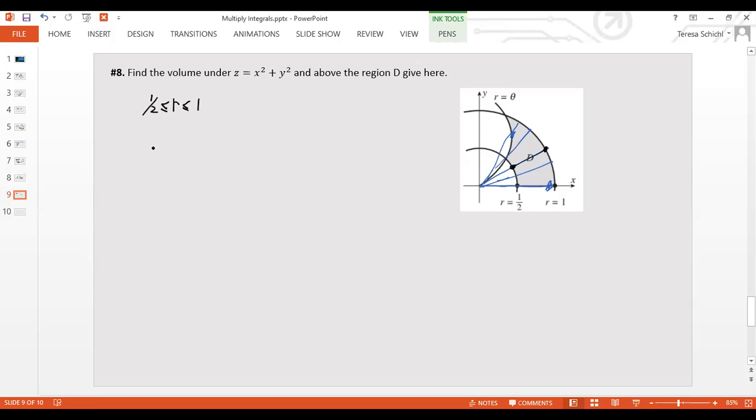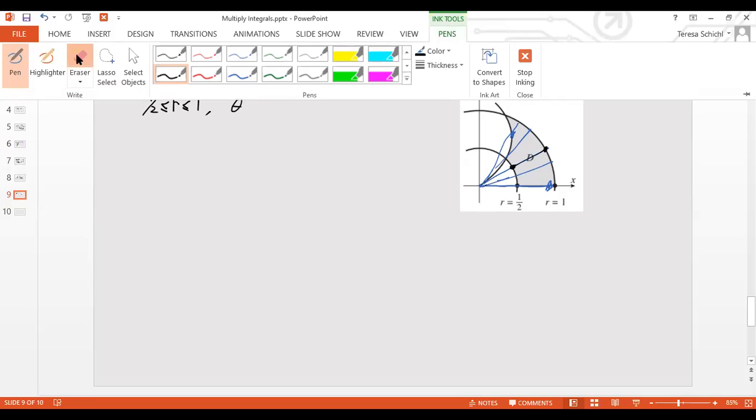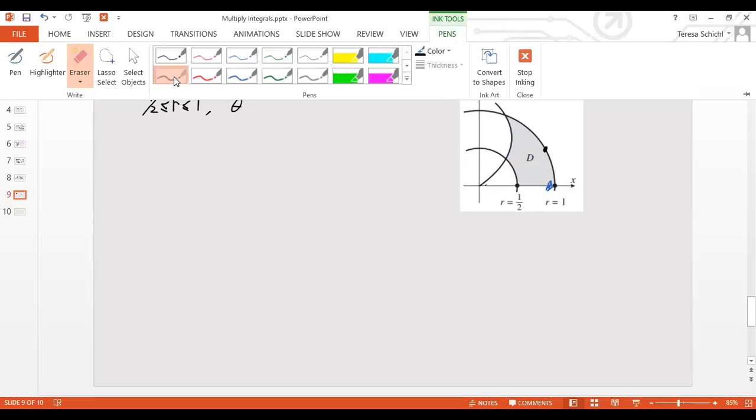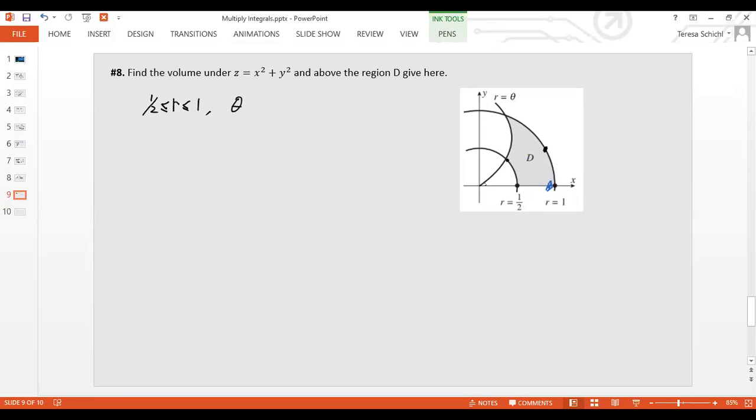But my thetas, the angles here, depend on where r is. For this one here, and this one here, that is how theta is going to change. So I know theta is a function of r. That's why theta will be from 0 to 1 over r here.